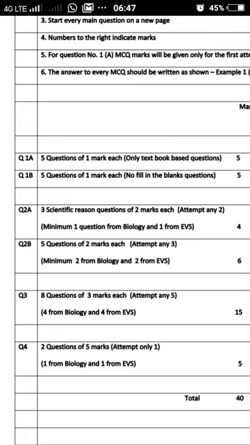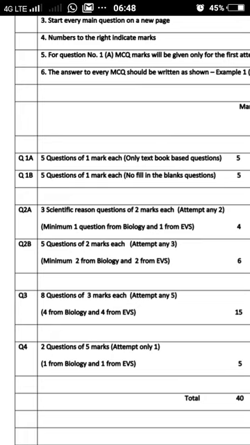Question number 3: 8 questions will be there, and each of these 8 questions will carry 3 marks, and you will have to attempt any 5. So 3 fives are 15 marks for question number 3. In this question also, again 4 questions from biology and 4 questions from the EVS, environmental science.